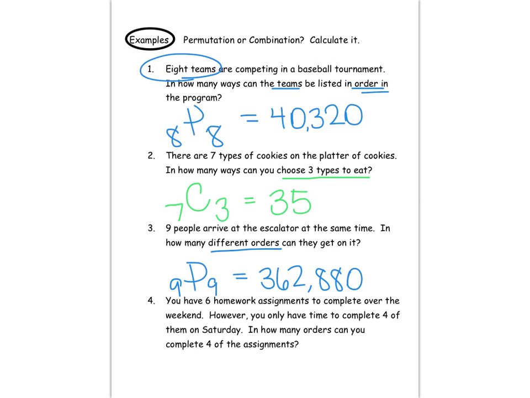Okay, final one here. You have 6 homework assignments to complete over the weekend. However, you only have time to complete 4 of them on Saturday. And how many orders can you complete 4 assignments? Orders. Because it said order, we know it's a P. How many did we have total? 6. How many are we lining up? 4. So 6 nPr 4 in our calculator, 360.